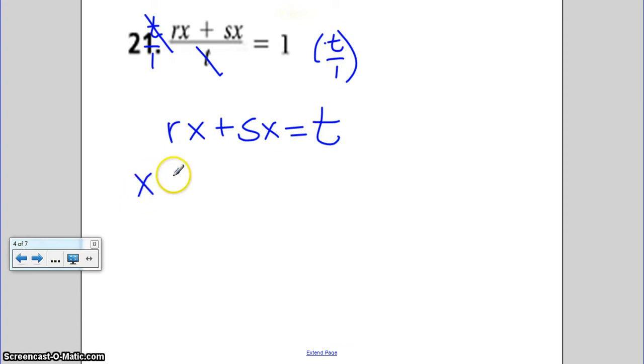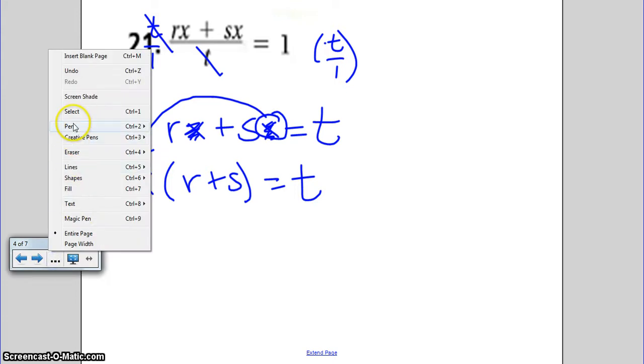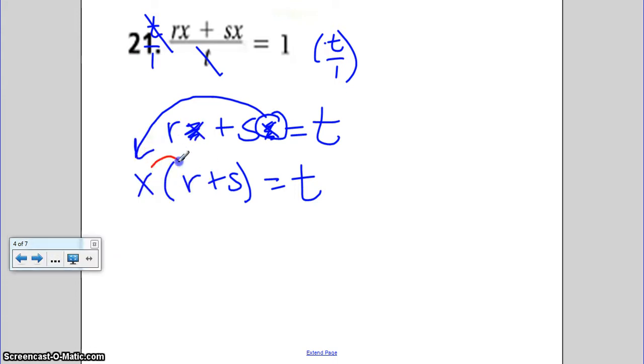So if I put my x out to the side, r plus s times the x equals t. So again, I just took my x and put it out to the side. Because if I were to distribute this, here's what this looks like. If I were going to distribute here to here, it's basically just undoing the distributive property. So this would be r times x, which is rx, and this would be r times s, which is rs. So that's why we are doing what we are doing.